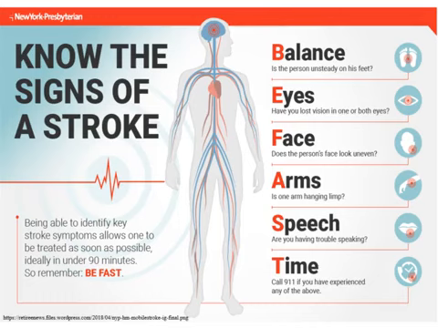Balance. Is the person unsteady on their feet? Eyes. Have they lost vision in one or both eyes? Face. Does the person's face look uneven? How do you assess this? You have them smile, and then you'll see a pretty noticeable droop. Arms. Is one arm hanging limp, or does it look like they've forgotten how to use their arm? A lot of times we'll have them put their arm straight out in front of them and close their eyes, and you'll see an arm drift where one arm will not be able to stay up and it'll drift off.